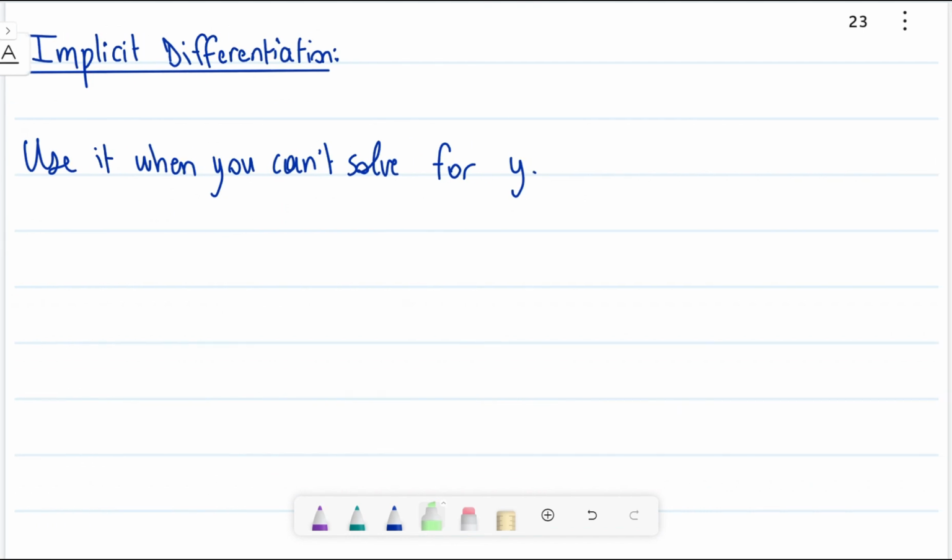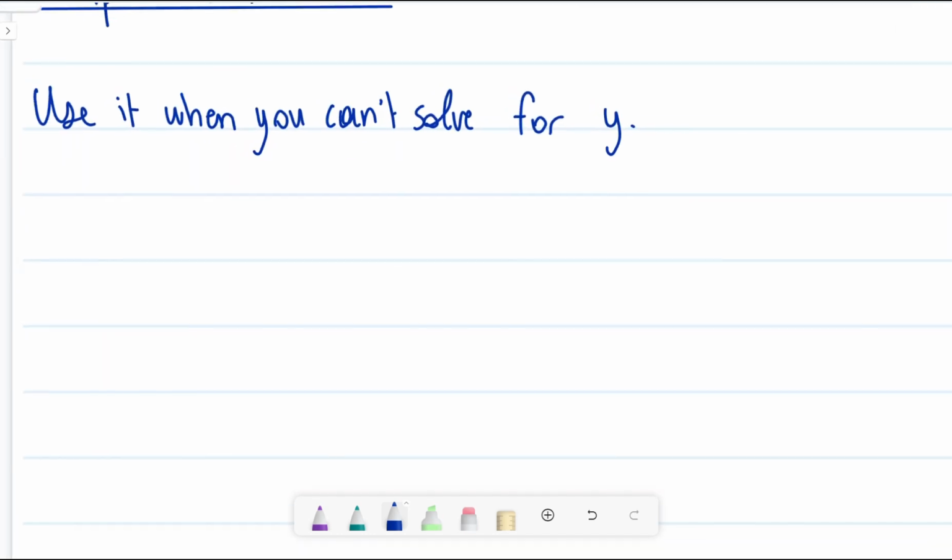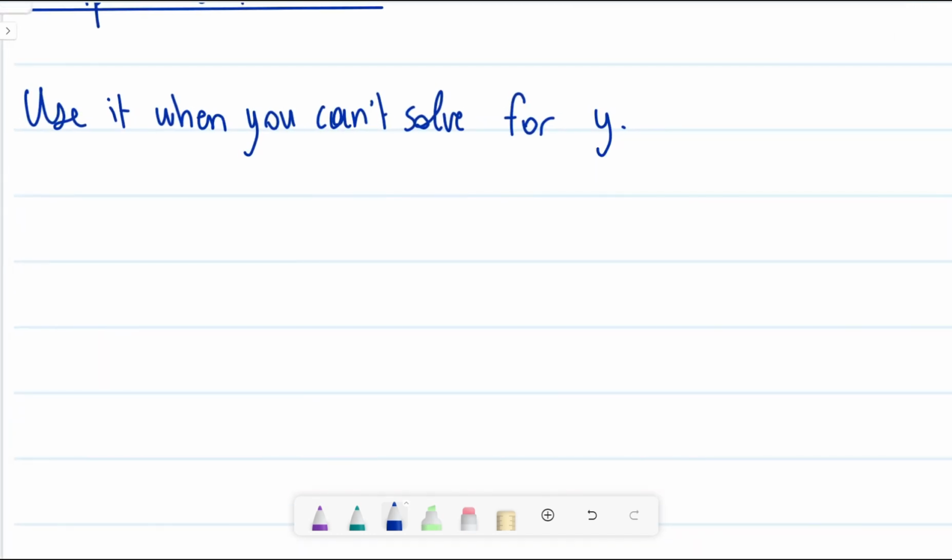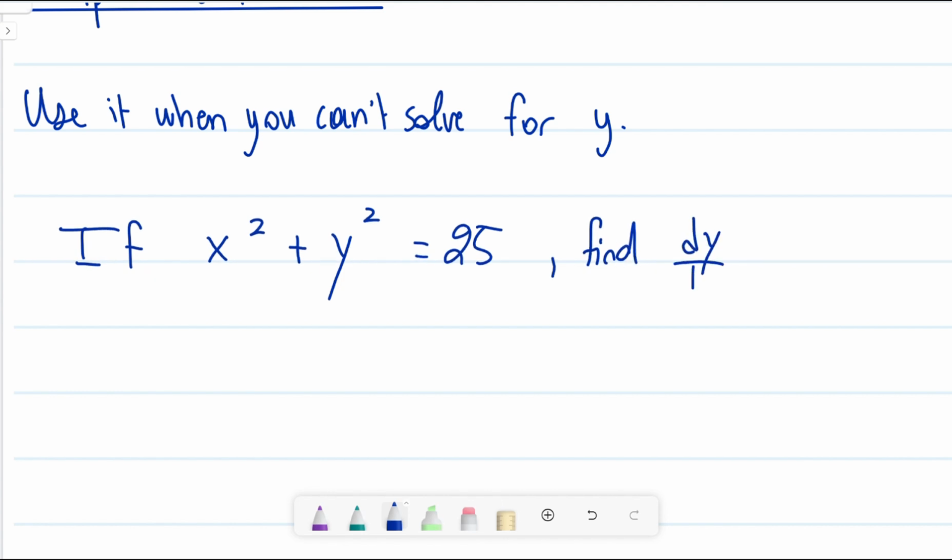Now, let us learn about implicit differentiation. So we use it when we can't solve for y, or when it is a bit complicated or maybe not really easy to solve for y. So let's explain this with an example. Let's say x squared plus y squared equals 25, and we are told to find dy/dx. This is from page 211 in the book.